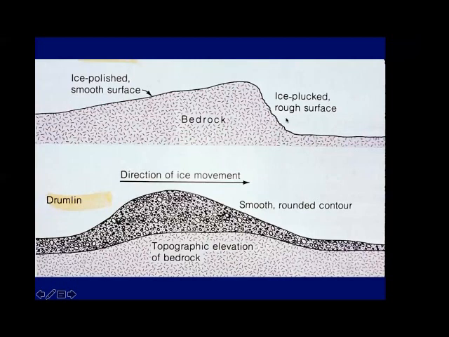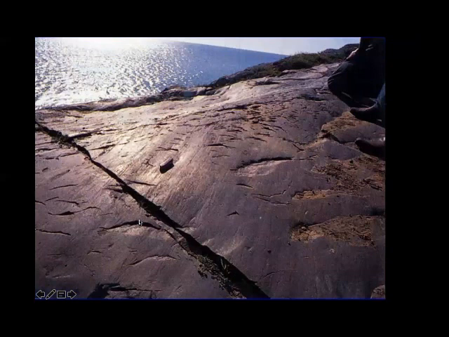Roche means rock, and moutonné is actually a wig that judges used to wear in Europe, the white wigs, because it looked like a sheep. So this was a rock wig, and so you would see those as you're going up there. Not too many drumlins in the Alps, so we won't talk about that.